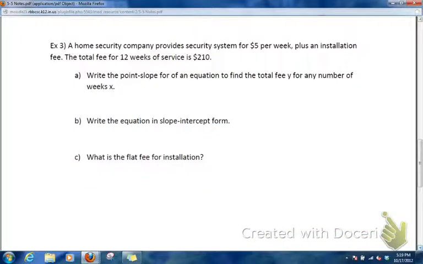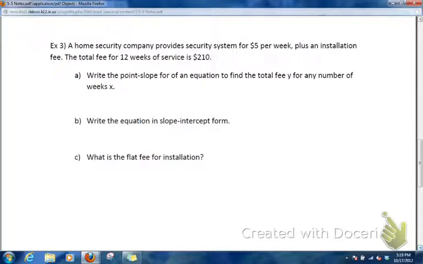It says, a home security company provides a security system for $5 per week plus an installation fee. The total fee for 12 weeks of service is $210. Okay, now, this is a little bit different problem than we've done story problem-wise. So let's break this down.